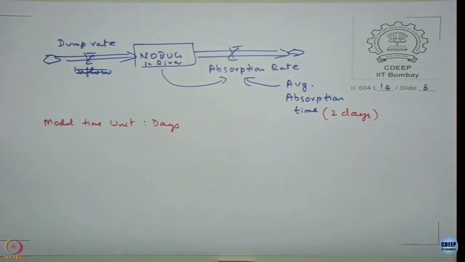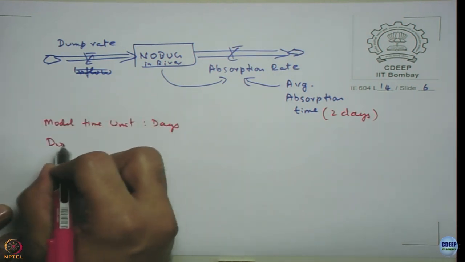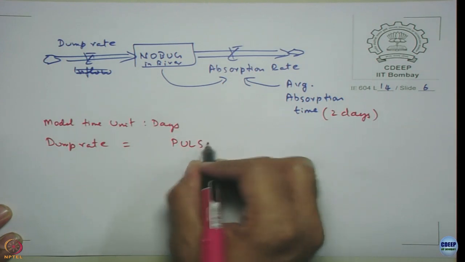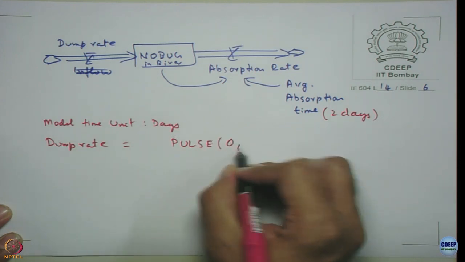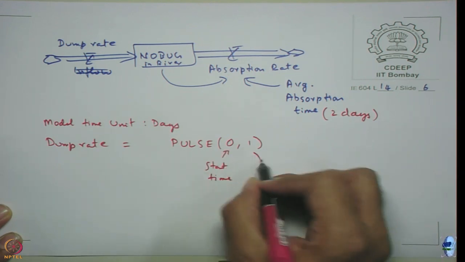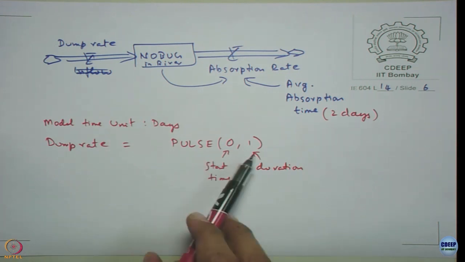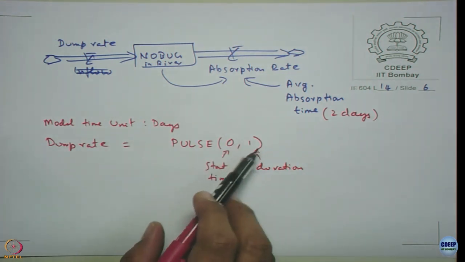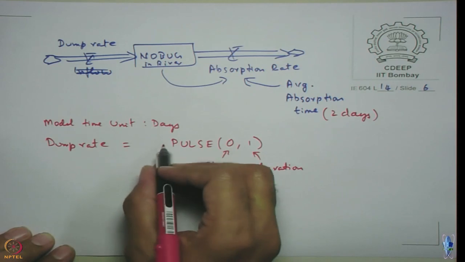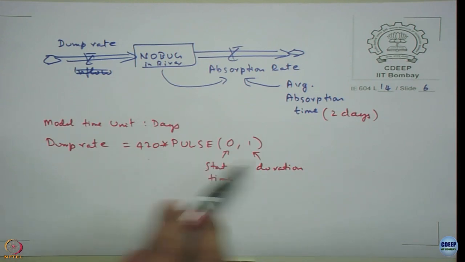Now, to simulate, let us take a very simple case. Let us start with a dump rate as just a pulse quantity. We have already seen pulse before. Pulse has 2 inputs: one is the start time, the other is the duration. So at time 0 there is one pulse, one unit occurs at time 1, but what we already know is it dumps 420 gallons, right. So I just multiply this by 420. So dump rate is 420 multiplied by pulse of 0, 1.